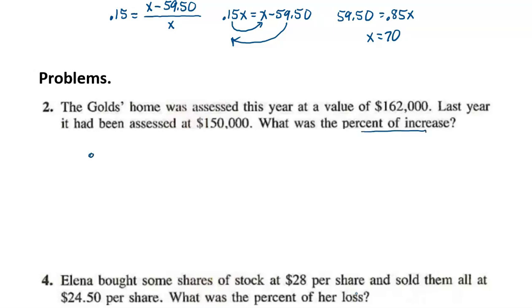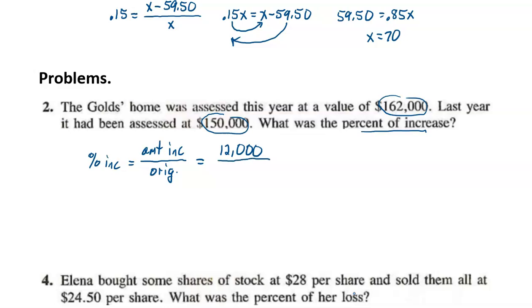There's a formula for percent increase. It's the amount of increase compared to the original value. So how much did the value of the home increase? It increased in value by $12,000. That's done by comparing this number to this number, right? Subtract them on a calculator. It's gone up by 12,000.